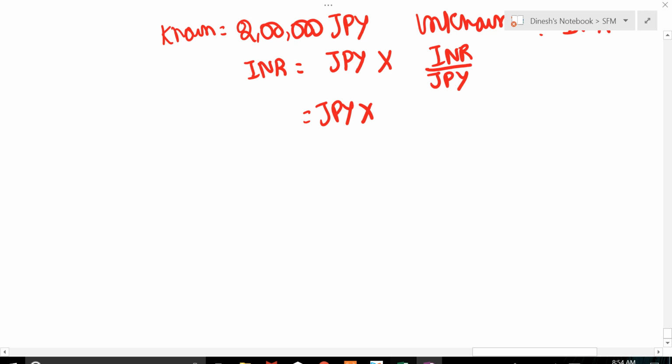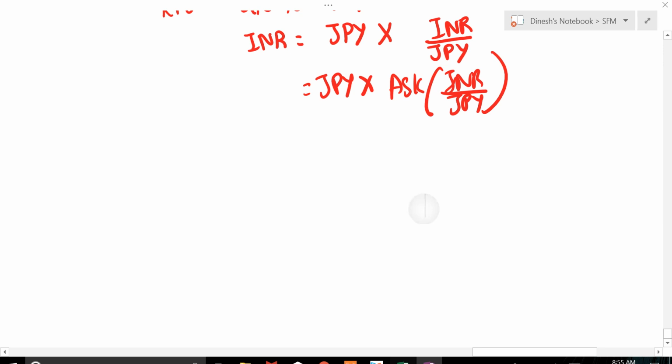What are we doing with JPY? We are buying. Bank selling. Bank will sell at ask rate. So into ask INR per JPY. That's the only difference between the last problem and this problem. Here I want to buy JPY. Last time I wanted to sell JPY. So if I am buying, bank is selling.